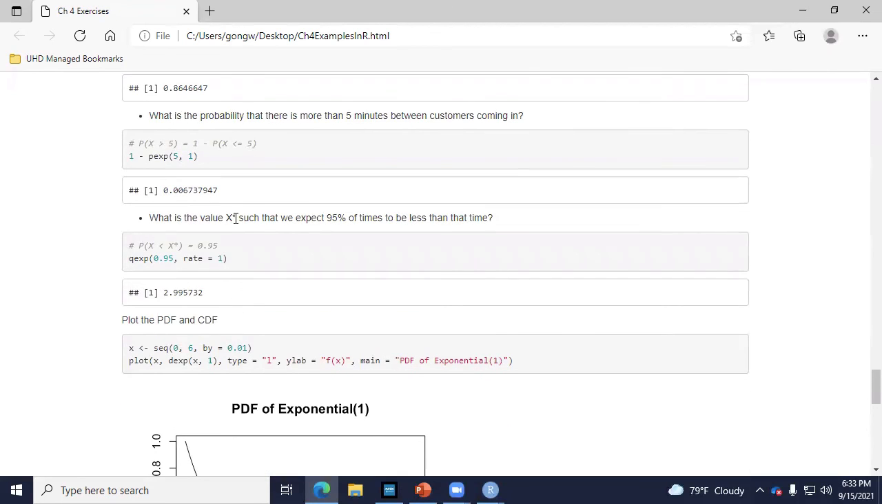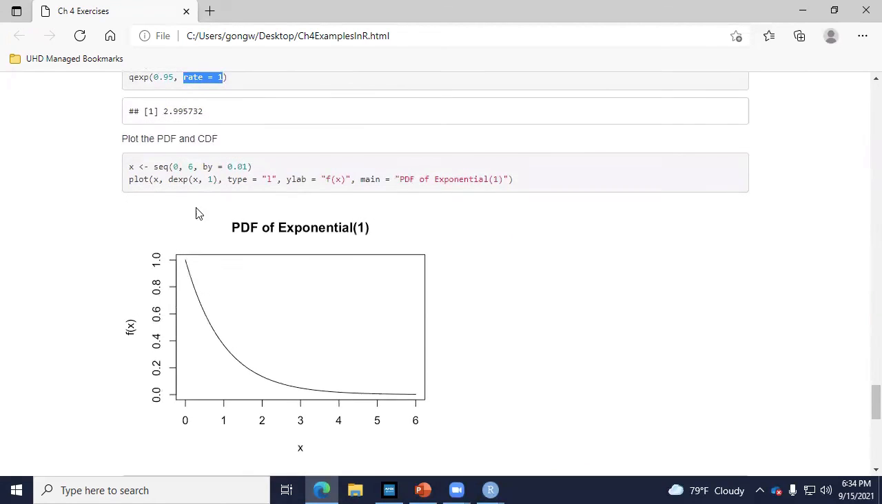What is the value x star such that we expect 95% of times to be less than that time? To be less than this x star time. Now we know the probability, being 0.95, and we're trying to find this x star. Whenever you know the probability and you're trying to find the value, the quantile, you do qexp. Q is the quantile. And again, you have to specify the lambda value.